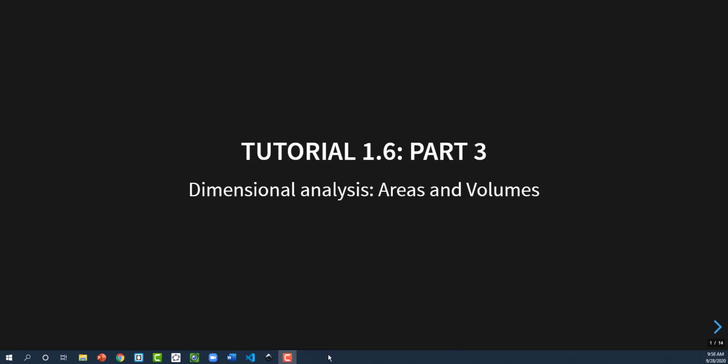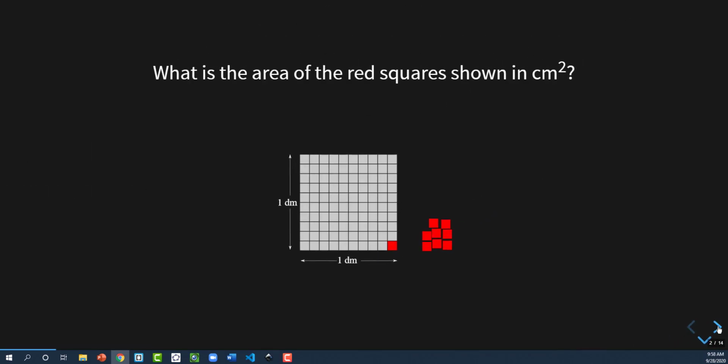Hi, this is tutorial 1.6 part 3. We're going to carry on with some more dimensional analysis, and this time we're going to be comparing areas and volumes. There'll be some pictures for you to compare things to, to make sure your thinking is nice and clear. So let's just get to some examples.